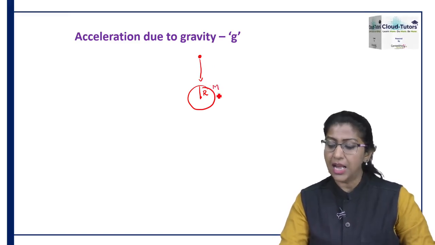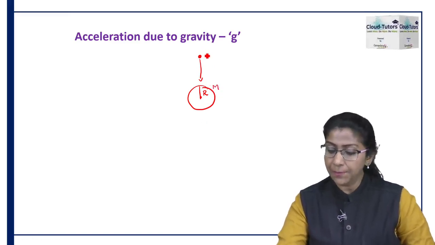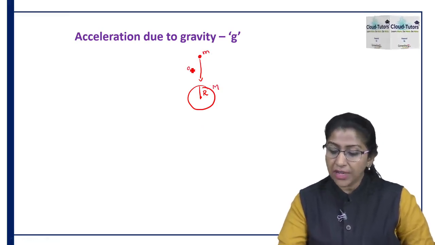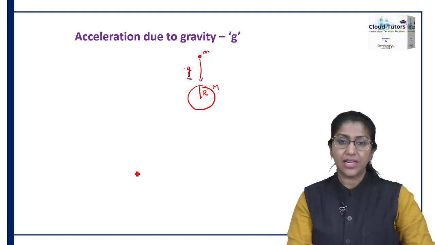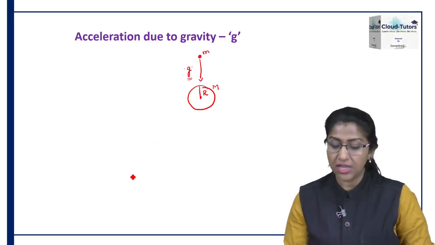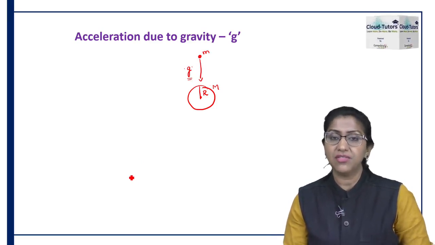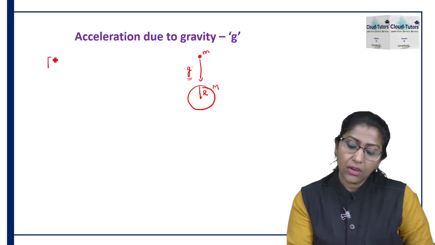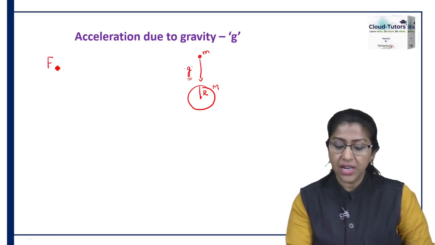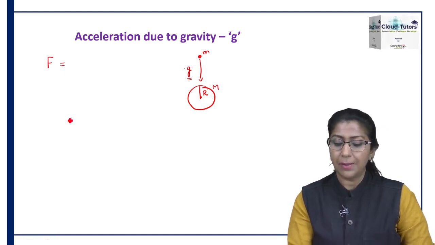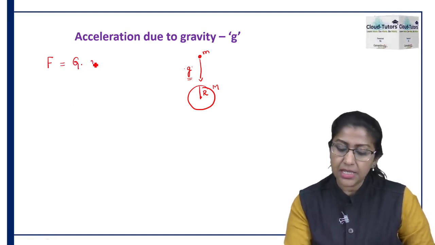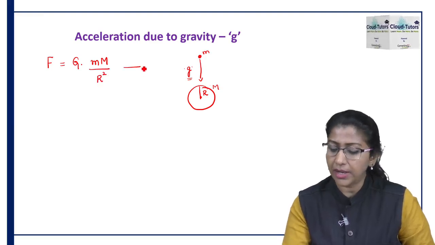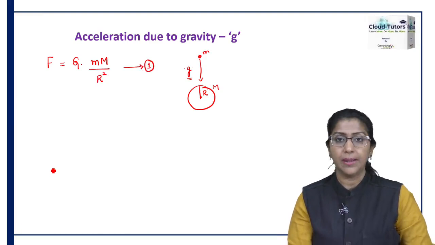So let's say the mass of the Earth be capital M, and mass of the object be small m. Now this is falling towards the Earth with a uniform acceleration, small g, which is taken to be on an average as 9.8 meters per second square. Now, according to universal law of gravitation, F is equal to, what will it be? It will be capital G small m into capital M divided by r square. Let's keep this as equation 1.